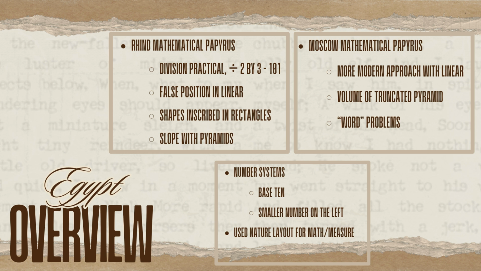to solve problems. Also, they had 2 different types of number systems, but one was based on base 10, much like we see today. So they had different symbols for 10, 100, 1,000, and so on and so forth. Naturally for them, they put the smaller number on the left. So it would start with the ones, and then the tens, and then the hundreds and the thousands. And like I said before, they used the layout of nature, so the river and the patterns in the river, the pyramids and things, for math and for measure as well.